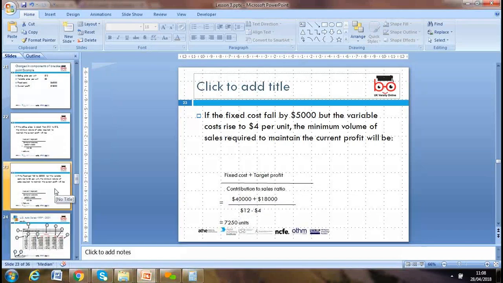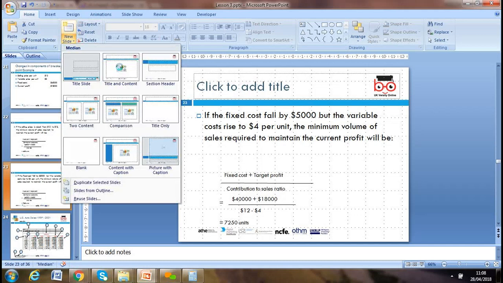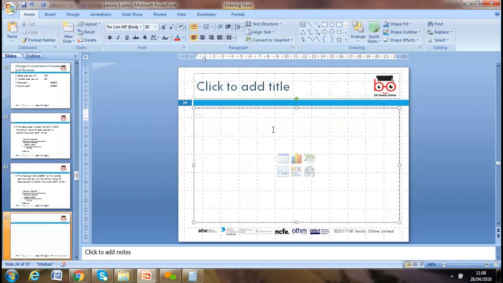I can drop this slide for you. Sales, or we call it revenue, minus total cost equals profit. That's the equation, as we need. Sorry, any question?